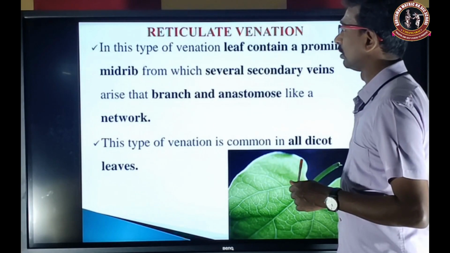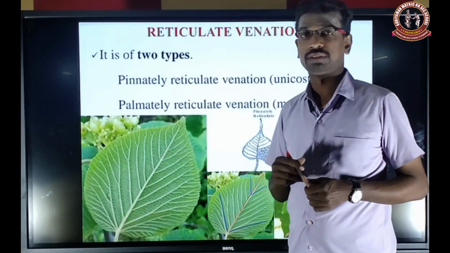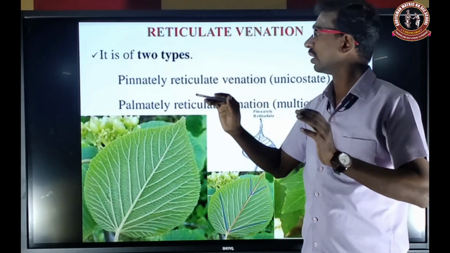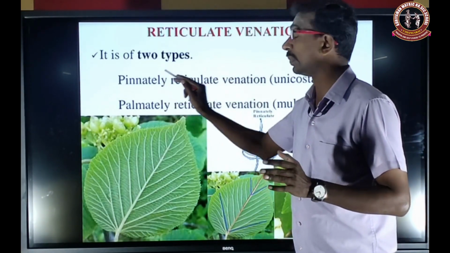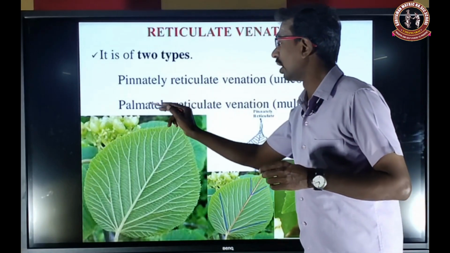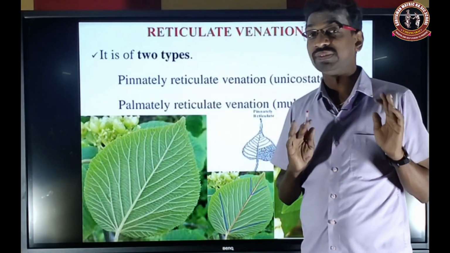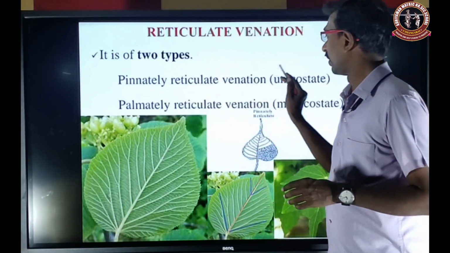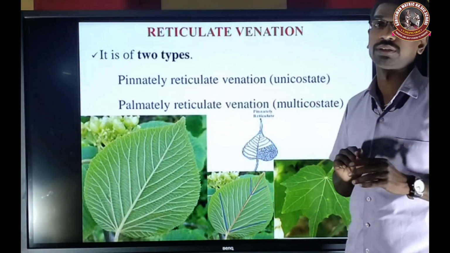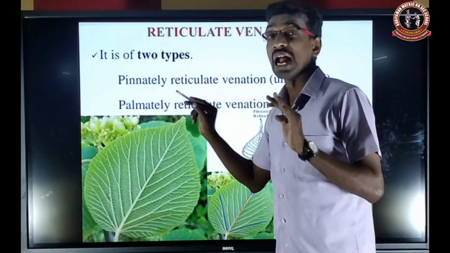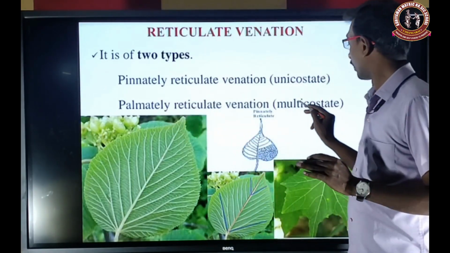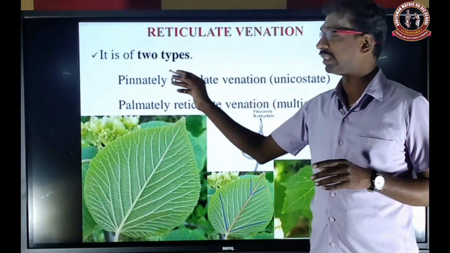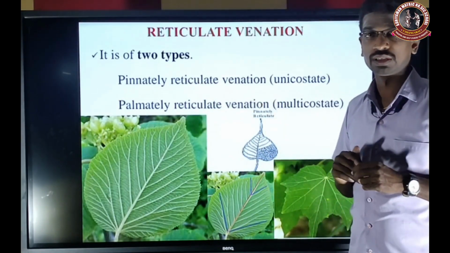So next we see the types of reticulate venation. Reticulate venation is commonly divided into two categories: pinnately reticulate venation and palmately reticulate venation. Pinnately reticulate venation is also called unicostal, and palmately reticulate venation is called multicostal.